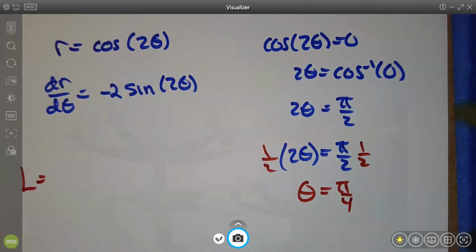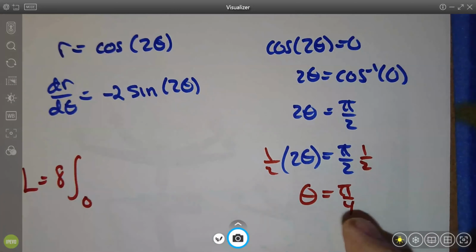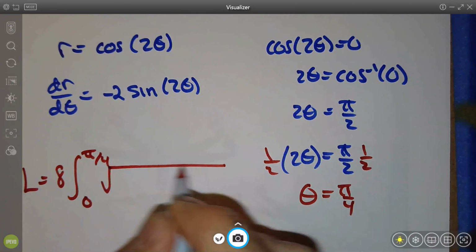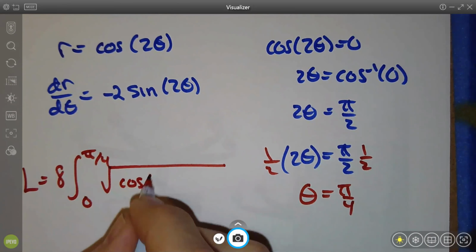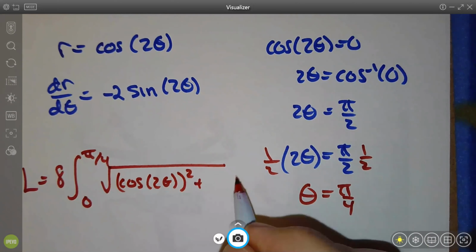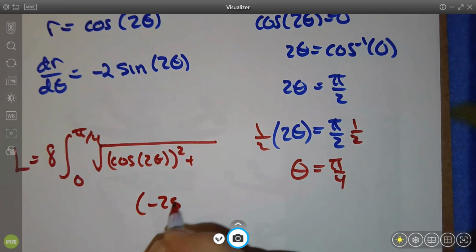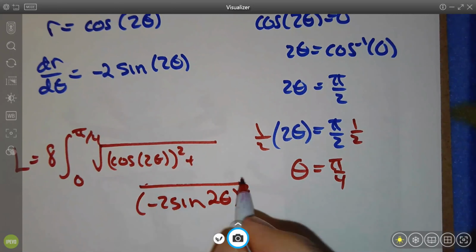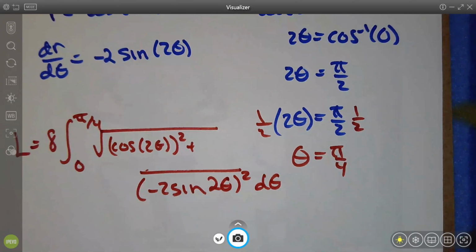So its arc length is going to be a total of 8 times the integral from 0 to pi over 4 of the square root of cosine of 2 theta squared plus, running out of room here, negative 2 sine of 2 theta also squared. That's still underneath my root here, and then d theta. So sorry about a little bit of a mess there.